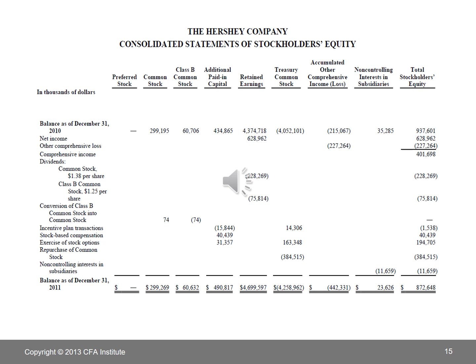After 2011, that presentation format is no longer allowed under US GAAP, under GAAP standards. So you're not allowed to show other comprehensive income in your consolidated statement of stockholders' equity. During 2011, shares of Class B stock were converted into common stock. You can also see that reflected in the statement. Okay, now we'll look at another example.